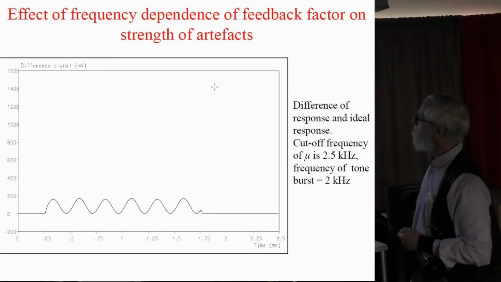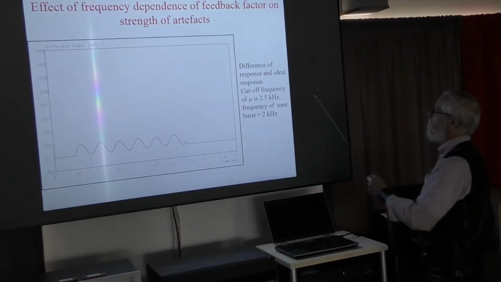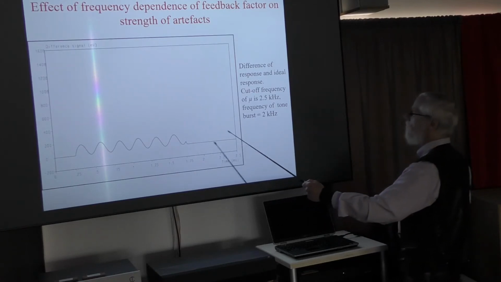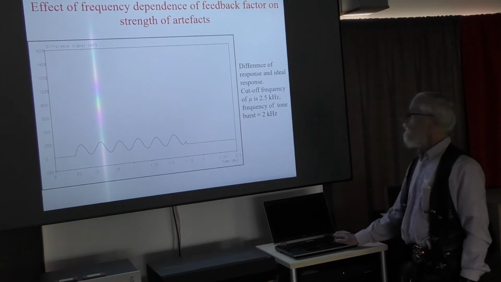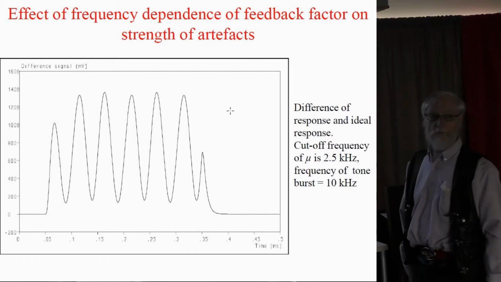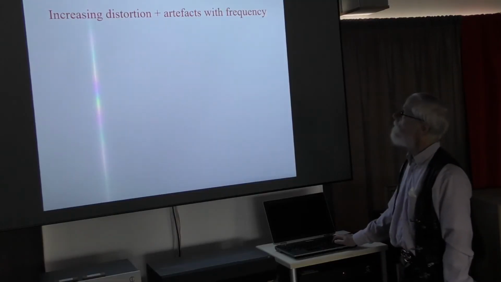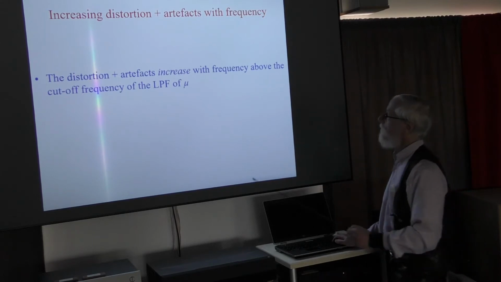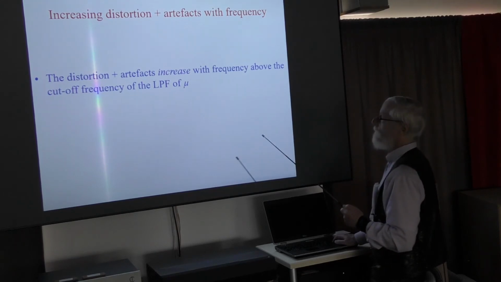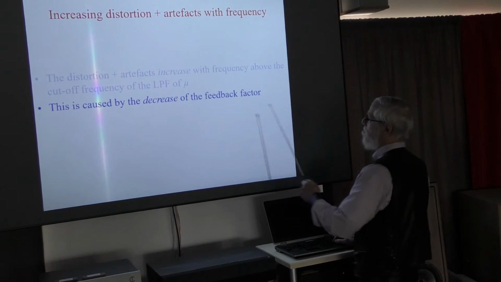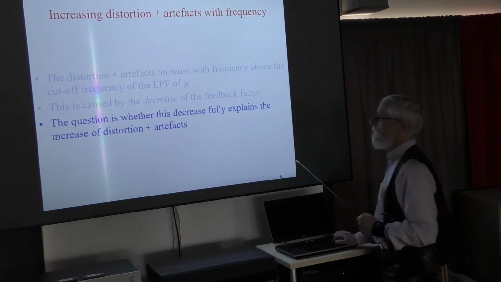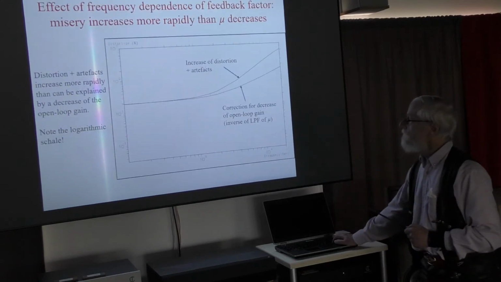Well, when I do this again, but now with different conditions, I use a corner frequency of 2.5 kHz and the 3-cycle tone burst has a frequency of 2 kHz. I get this result, and at 10 kHz I get this. And as you can clearly see, there's quite a strong effect of the frequency. So we see that they increase above the corner frequency of the low-pass filter, which was 2.5 kHz, and it's caused by the decrease of the feedback factor. The question is whether this increase can fully be explained by the decrease of the feedback factor.